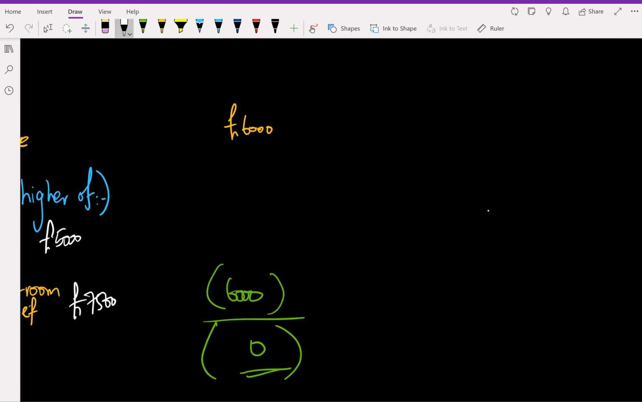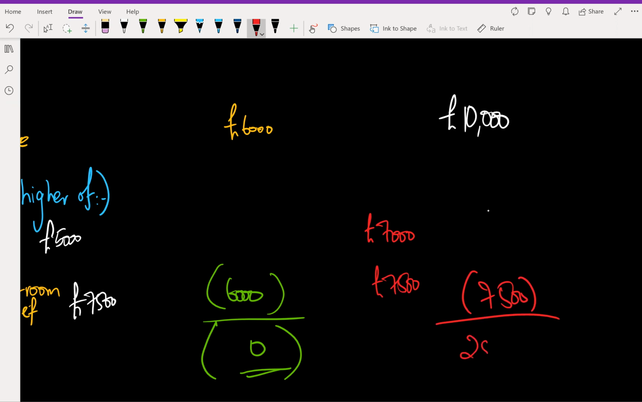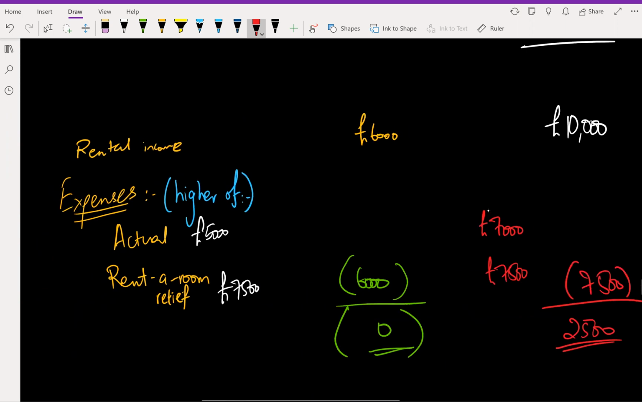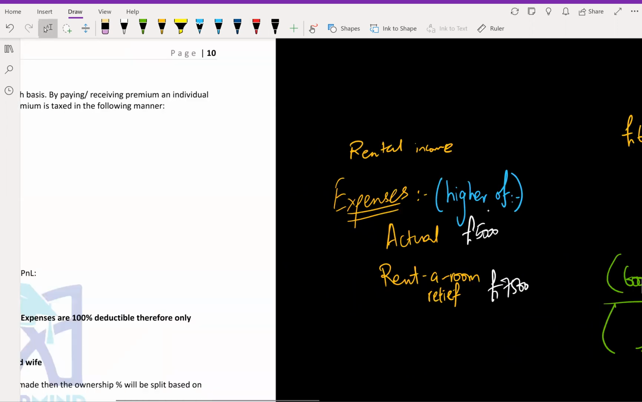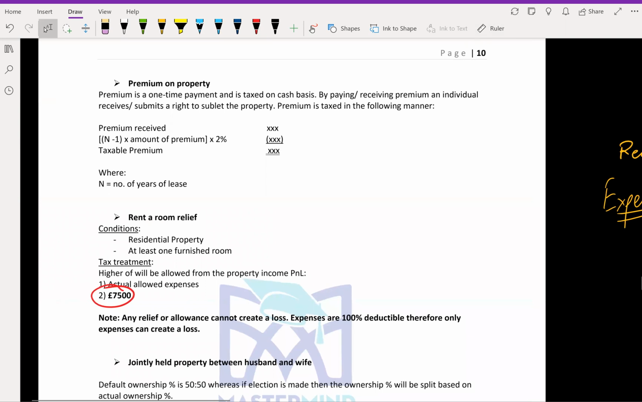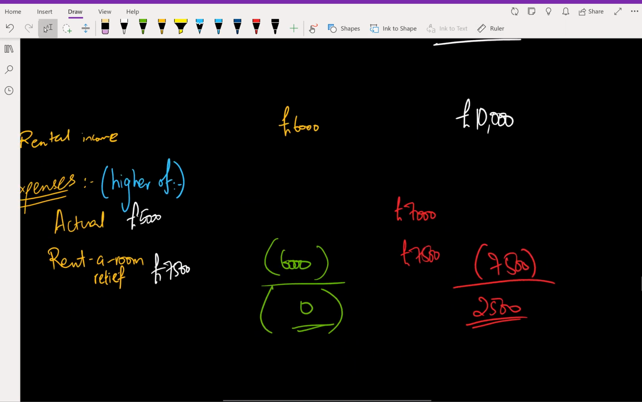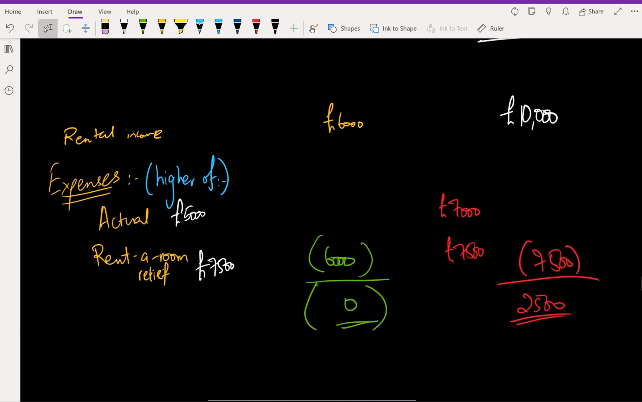What if the rental income was, let's say, 10,000 and actual expenses were, let's say, 7,000, whereas rent a room relief is fixed at 7,500? Now, yes, you can deduct 7,500, which is the higher of the two, and the remaining will be your property income. If the actual expenses are higher, you can certainly deduct the actual expenses. You have a choice. It's not like you'll be restricted. You guys understand this? Yes, sir. Are you sure? Yes. Perfect. Just take some notes and then we'll continue.